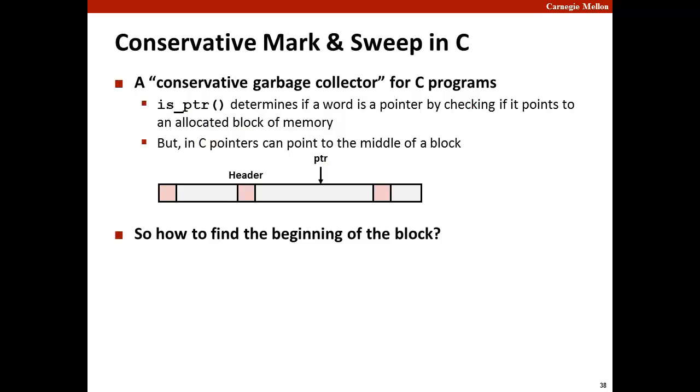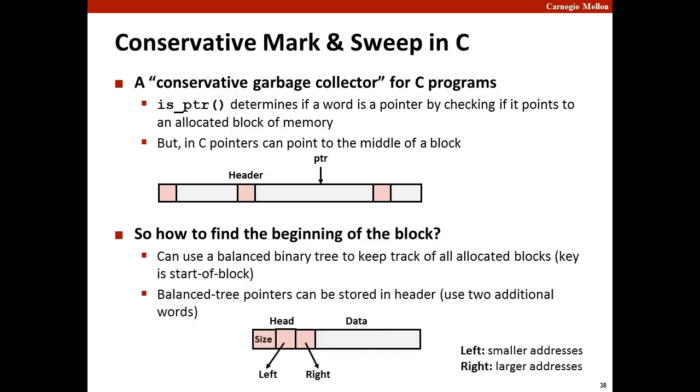So is pointer obviously determines if a word is a pointer by checking if it points to an allocated block of memory. We allocate blocks of memory by new, so we know what we've allocated. How do we find the beginning of a block? An easy way of doing this is to use some type of search tree. Right, to avoid the bad behaviors of degenerate trees, some type of balanced search tree. Okay, an AVL tree, right? A splay tree, red-black tree, something like that.